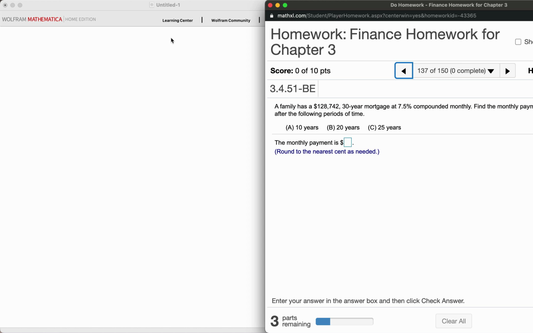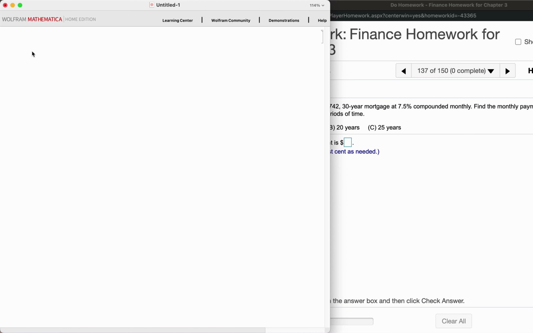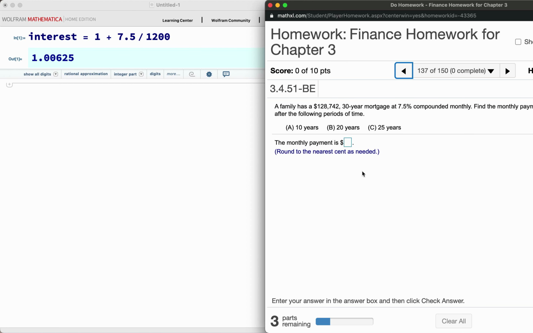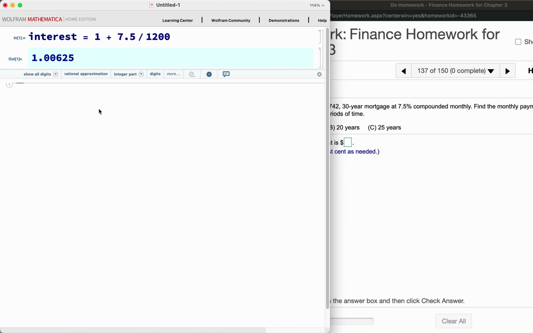Okay, so first of all, 7.5%. Let's do interest is equal to 7.5% divided by 1,200. Oh, can't forget to add the 1. So this is my monthly rate. This is my monthly interest rate.